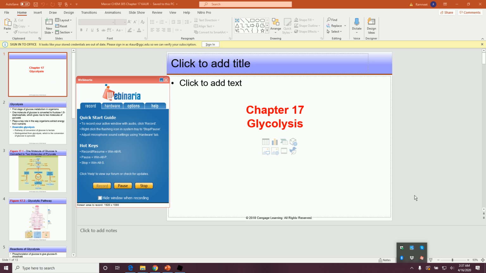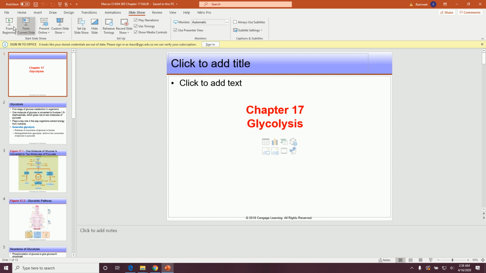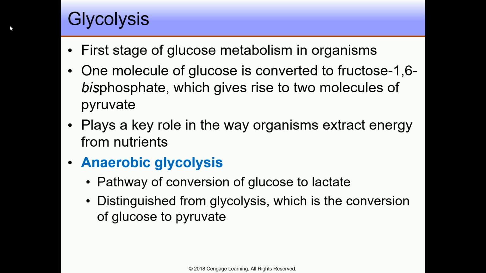Let's discuss chapter number 17. With this chapter, we are starting the process of cellular respiration. This is a process by which the energy is extracted from the food we have eaten. Cellular respiration is an aerobic process, and aerobic means it needs the presence of oxygen. Oxygen in this process acts as a final electron acceptor. So this process is called cellular respiration.